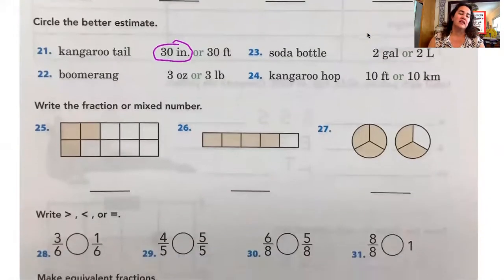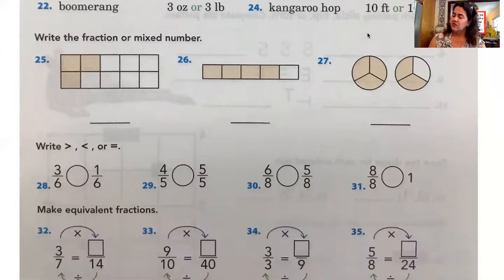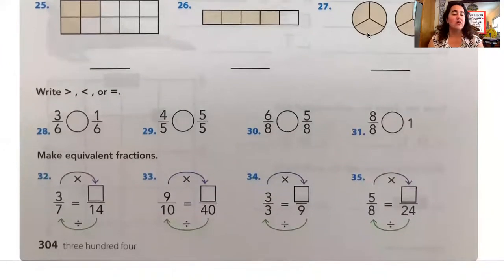And now let's see. We're going to write the fraction or the mixed number. Now remember, the denominator is how many pieces there are in all. The numerator is the number that is being discussed. In this case, it'll be the number that are shaded. Okay? And then you're going to write greater than, less than, or equal to pertaining to the fractions. Do the best you can, second graders. We will grade it when you're done.